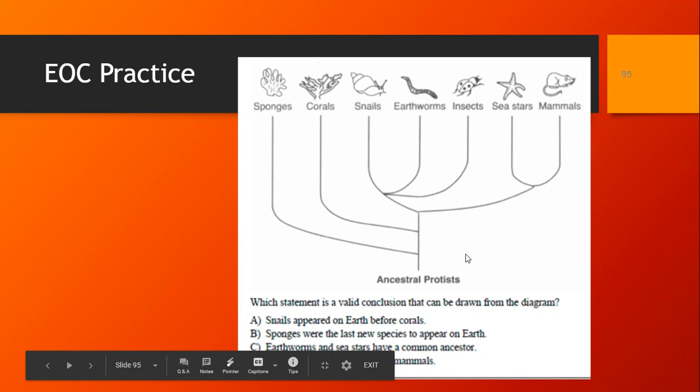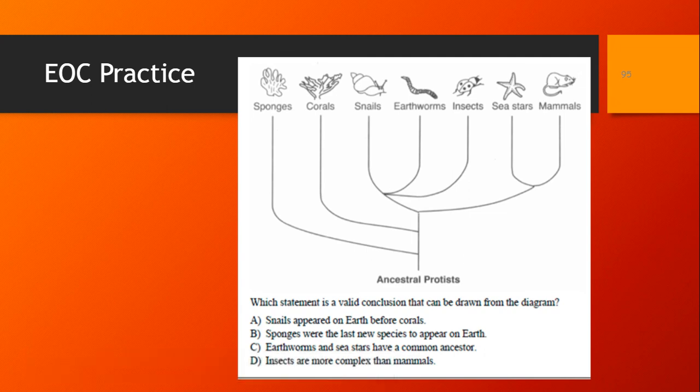It says, insects are more complex than mammals. So insects, they occurred before mammals occurred in time, but we can't be sure. The evolutionary trees don't necessarily tell complexity or advanced body systems or anything like that. It's just how they're related. So our answer is C.